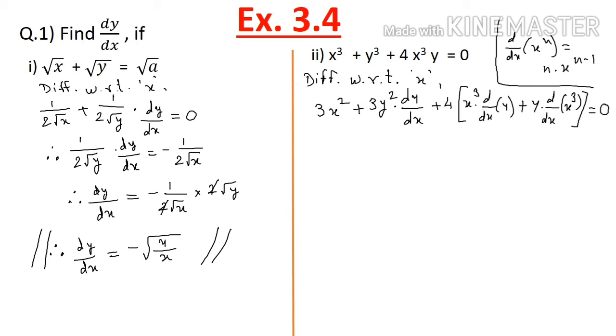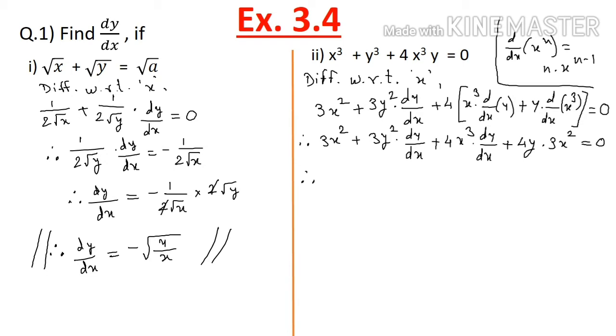So let us simplify. Therefore 3x² + 3y² into dy/dx plus 4, we will multiply by 4 to each term inside the bracket. So 4x³ into dy/dx plus 4y into derivative of x³, that is 3x², is equal to 0. So you get, now what we have to do is we have to find dy/dx.